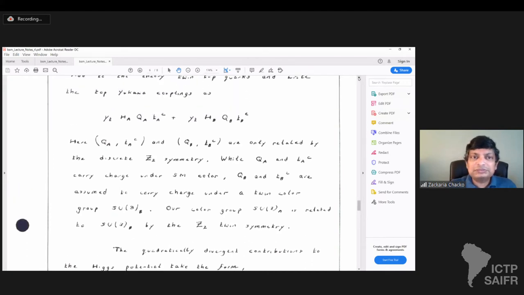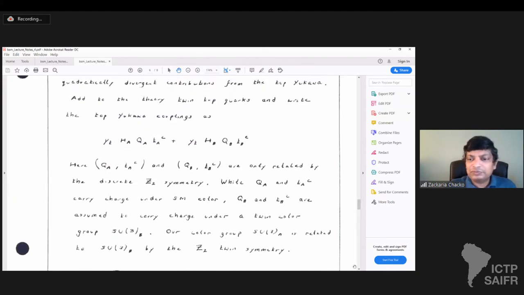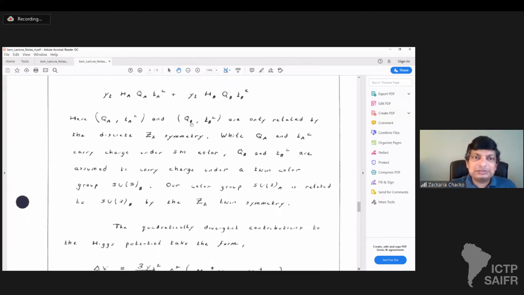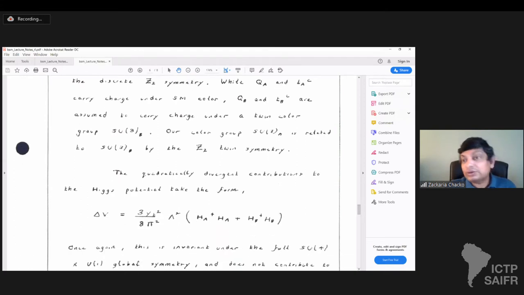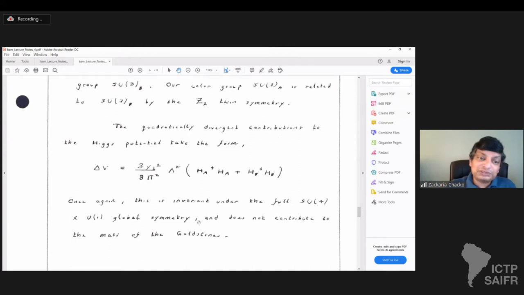So once again, you can calculate the quadratically divergent contributions to the Higgs potential. And once again, what you'll find is that since none of the QA or TA talk to the QB or TB, you're just going to get mod HA squared or mod HB squared. You're not going to get anything else. And so you're going to get exactly this combination. And once again, this combination is invariant under the full SU4 cross U1 global symmetry, right?